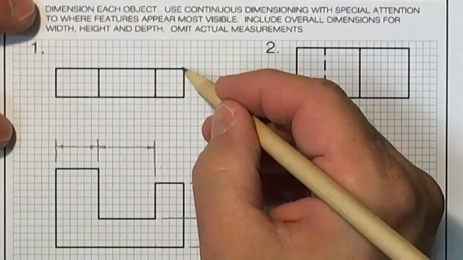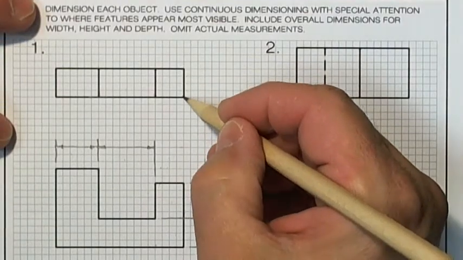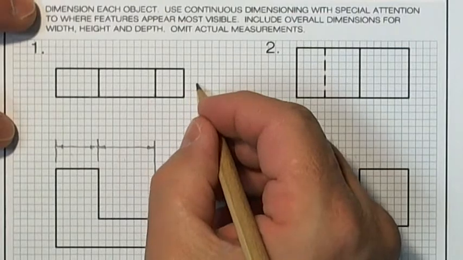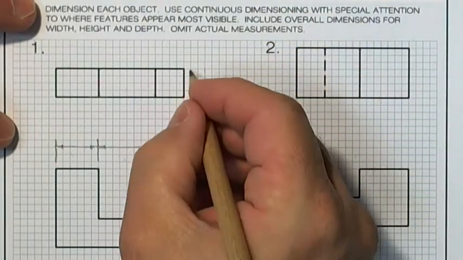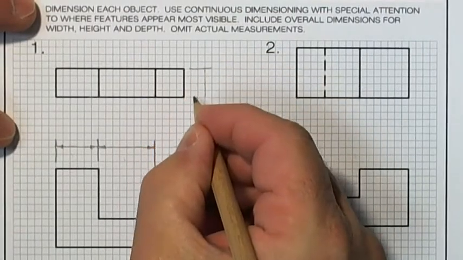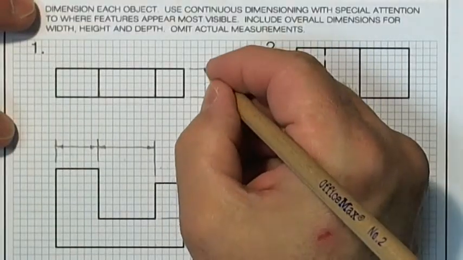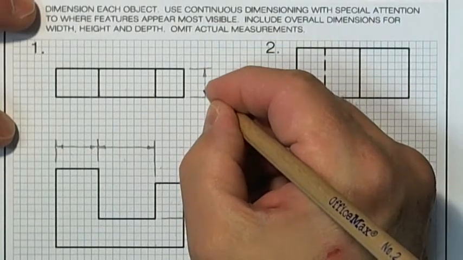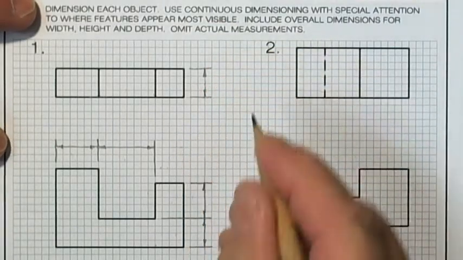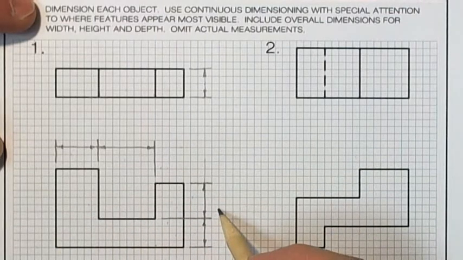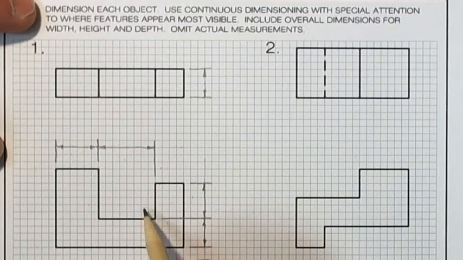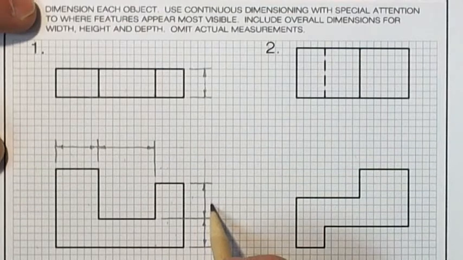Now I have my width, I have my height, and when I look back at the top view, I have only 1 depth. So I'll go over here, 1, 2, 3, and my 1 depth then becomes my overall depth. In the front view, I need to put an overall height. I can put it on this side, or I can put it on this side over here. And I'm going to choose to put it over here.